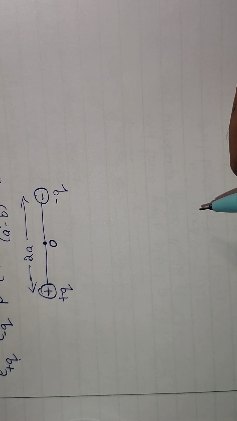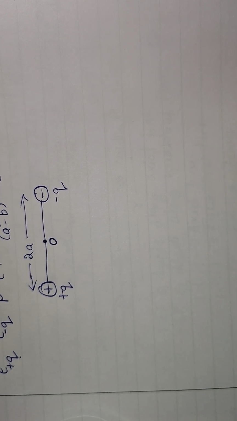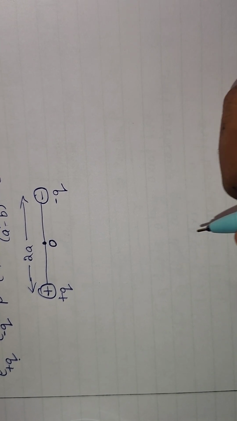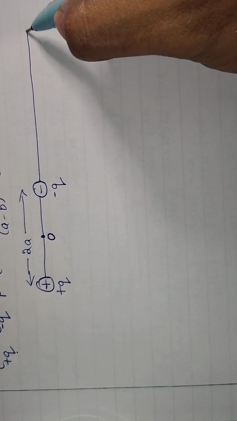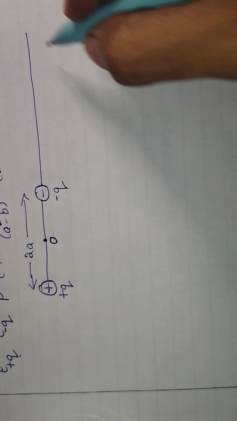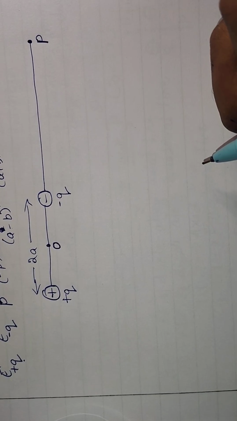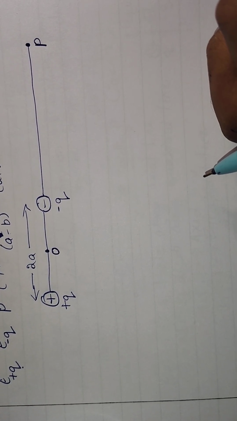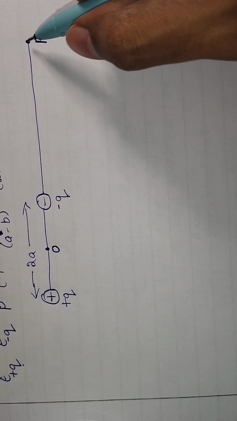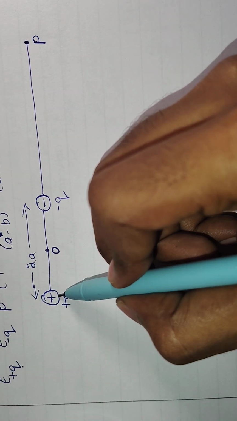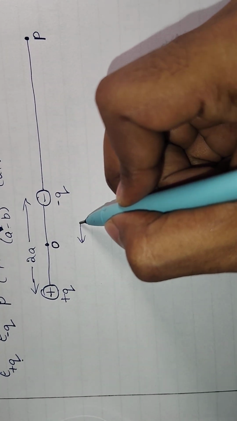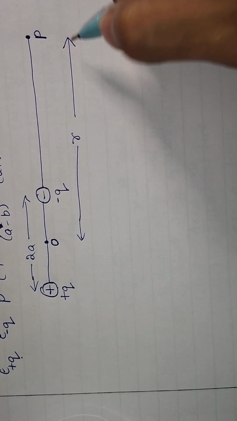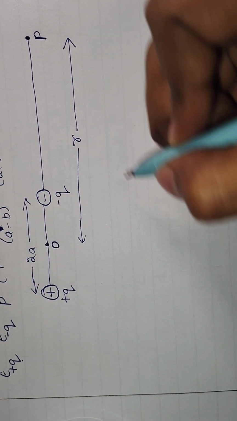Now I need to find the electric field due to this dipole at the axial point or axial line. Which is the axial line? You have this line connecting positive and negative charge. Just extend this line. This line is known as axial line. Any point on this axial line, for example point P on this axial line, is known as axial point. Now what is the aim of this derivation? To find the net electric field at this point P due to the charge plus Q and due to the charge minus Q. Now this point P is at a distance r from the center of the dipole.